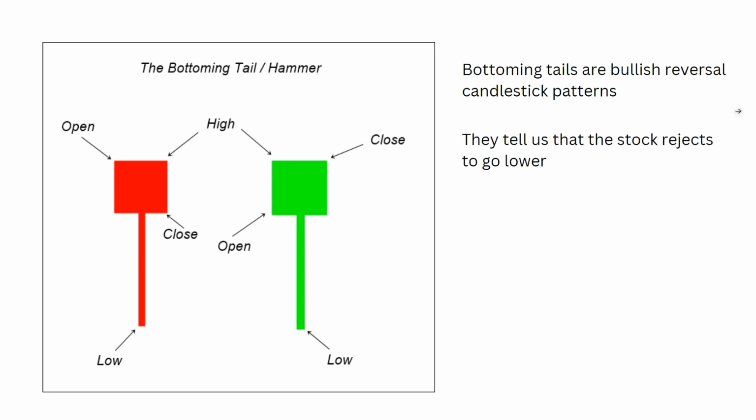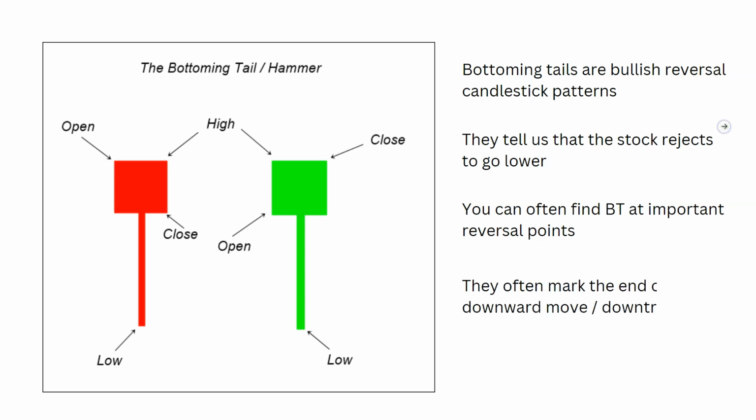Now, this bottoming tail is very special because they tell us that the stock rejects going lower. You can often find this bottoming tail at important reversal points, especially at the end of a downtrend or end of a move. And they often mark the end of a downward move or a downtrend. And what is special about this bottoming tail is that you can often see a new uptrend start after the presence of the bottoming tail.